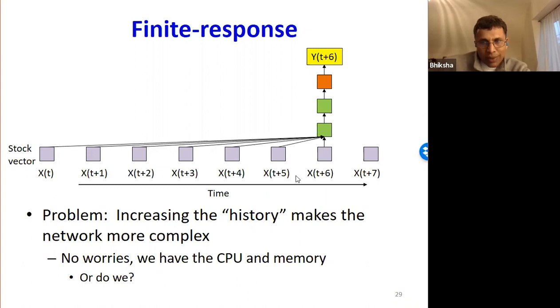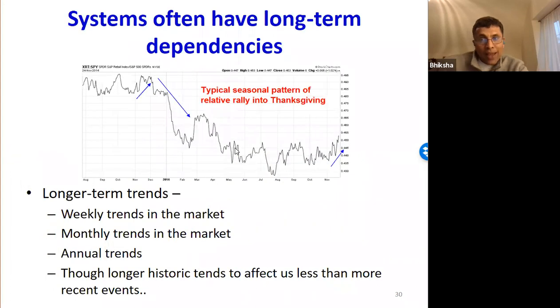Okay, let me continue, right? Well, it's linear in the length of the history. So you would think it's not such a big deal, but then the length of time for which you have to look back may be arbitrarily long. Consider the stock market, for instance. The stock market has daily trends. So what happens today is clearly dependent on what happened yesterday.